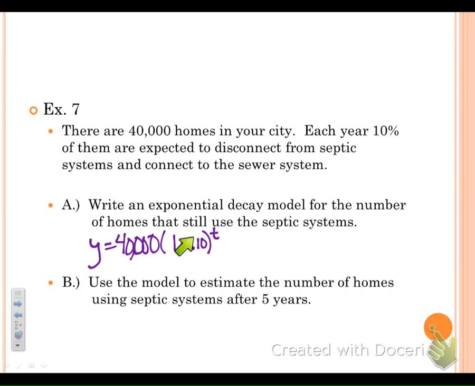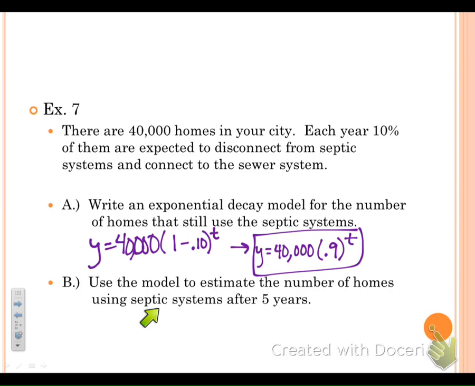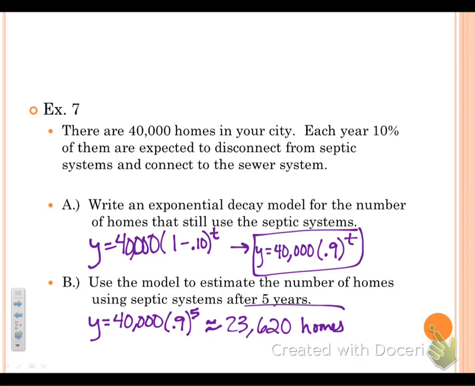So we have the following model, but let's clean this up a little bit. Let's take 1 minus 0.10, or 0.1. So our model becomes, the base now is 0.9 to the T power. Notice how 0.9 is less than 1, so this is why it's exponential decay. We're going to use this model to estimate the number of homes using septic systems after 5 years. So again, 5 years is going to plug in to the T. We're looking at about 23,620 homes that are going to be using the septic system.